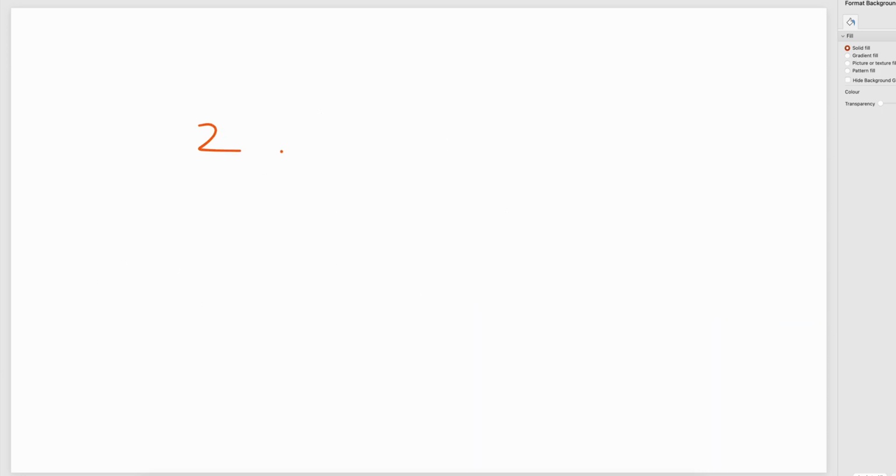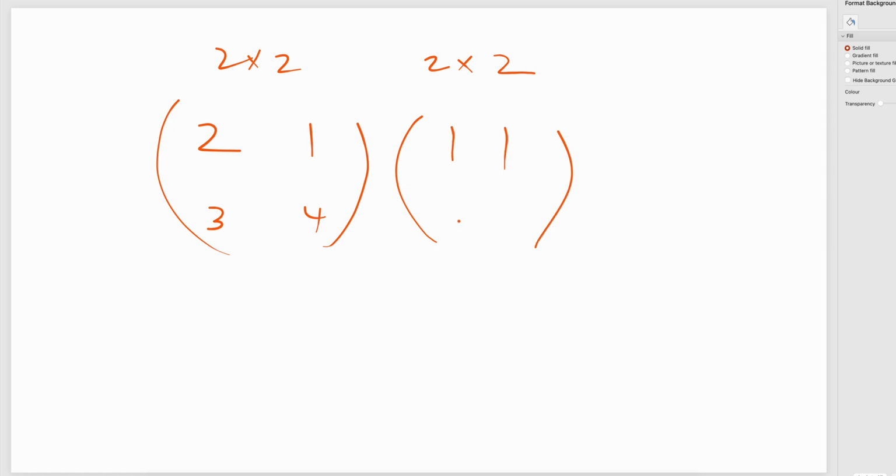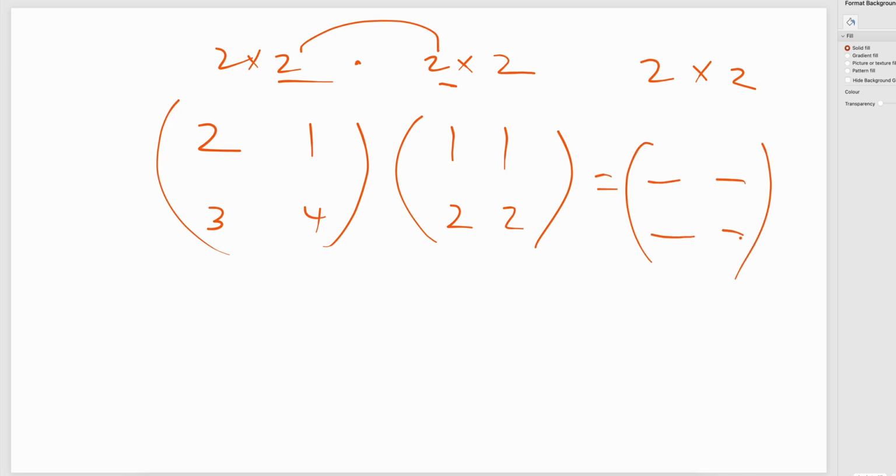I can give you another one. So let's say you have 2, 1 and then 3, 4. So this is 2 by 2. So I need a 2 by something, right? At least. So let's say I have a 2 by 2. How do you do this question? First, valid. I will end up with a 2 by 2, right? So your job is to fill up this 4. Now, how do you do it?